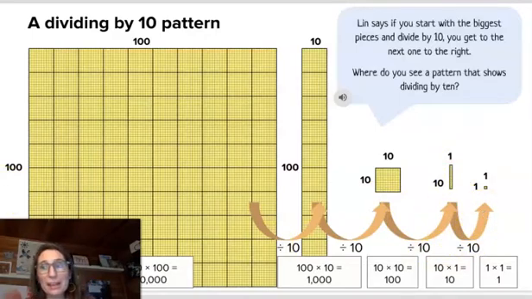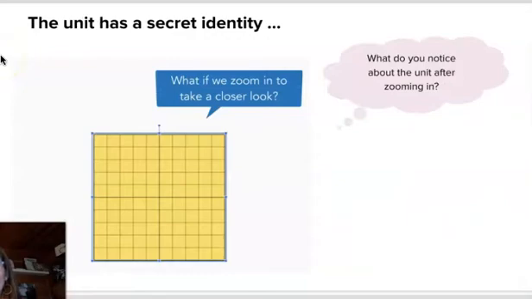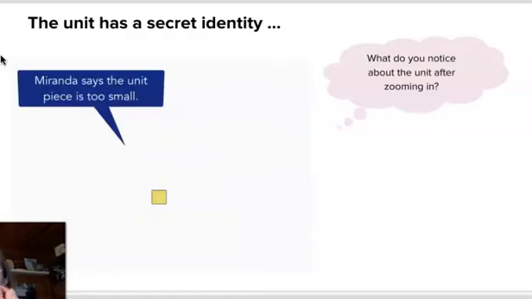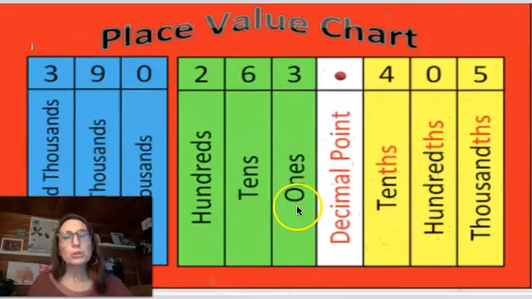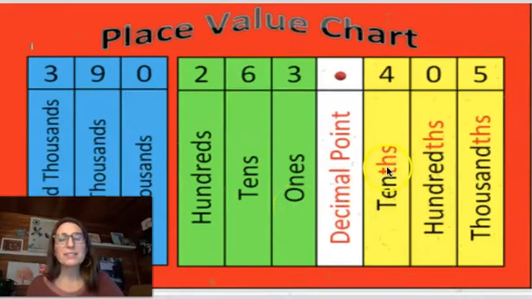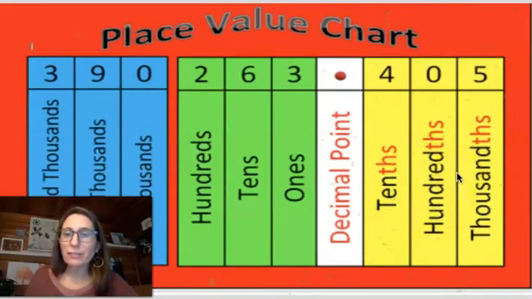But if we zoom in and take a closer look, we actually see 100 little pieces inside that one whole number. So below the decimal place, we have tenths, hundredths, and thousandths. Let's take a look at a video together that looks at decimal place value.